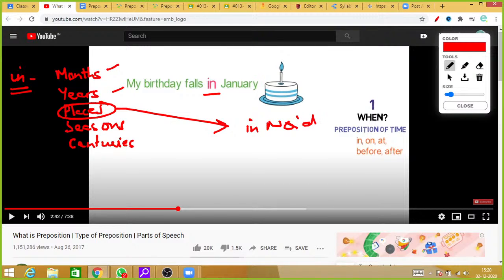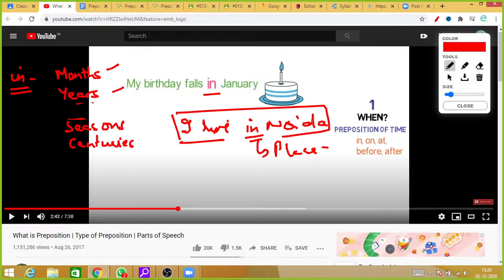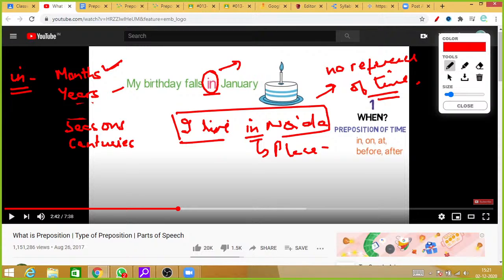That also is not the sentence was correct, Aditya, but just a second. But that is also a preposition of place. I live in Noida. This is also a preposition of place, because there is no reference to time here. No reference of time. Aditya, do you get my point? Do you understand? So that means when we are talking about using in to tell about time, then we talk about months, years, seasons, centuries.